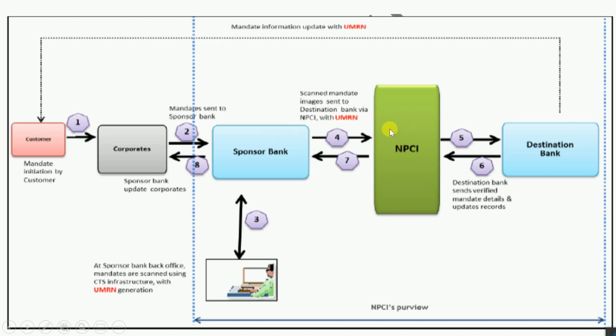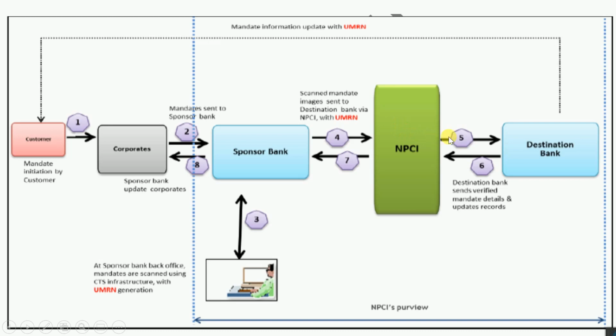Now NPCI, after setting up the mandate, creates a unique mandate reference number, the UMRN. Any debit or credit transaction which flows from the corporate through the sponsor bank to this system will be referred to by this UMRN only, unless any individual or any corporate quotes it. Otherwise, NPCI will not be able to perform any transaction like setting up, amending, or cancelling the mandate.